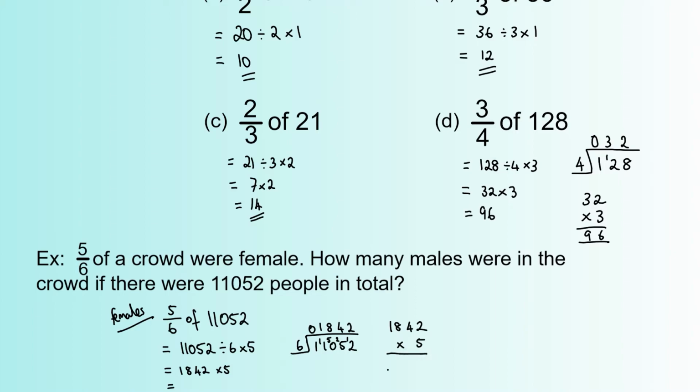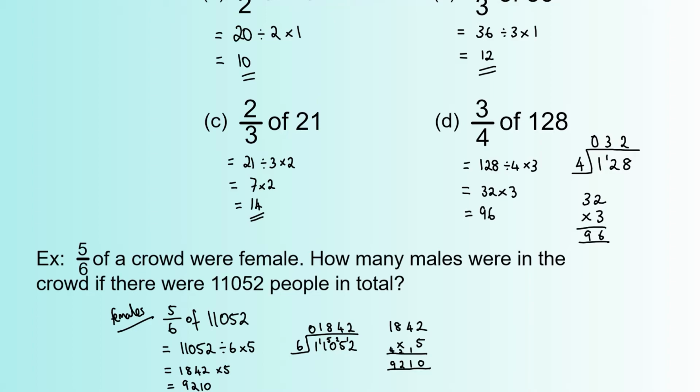1,842 times 5. 5 2s are 10, so we put the 0 down, carry the 1 over to the next column. 5 4s are 20, add on the 1 is 21, carry the 2 over. 5 8s are 40, add on the 2 is 42, carry the 4 over, and 5 ones are 5, add on the 4 is 9, so we get 9,210. So altogether, there were 9,210 females in the crowd.